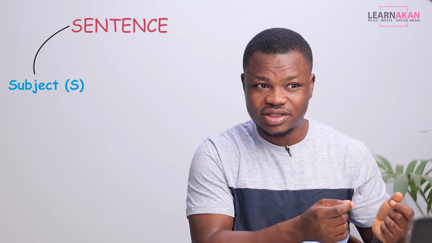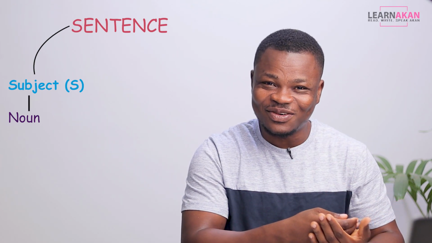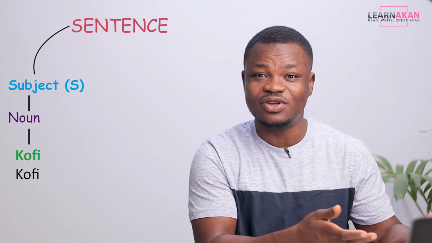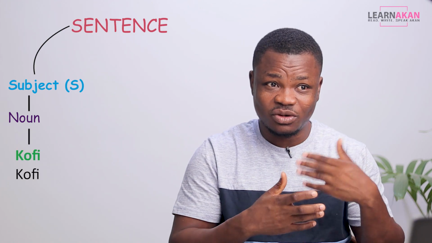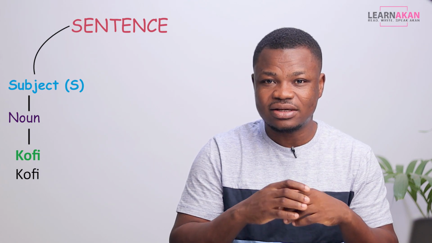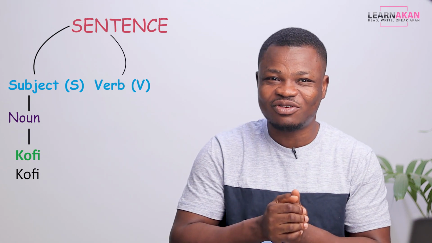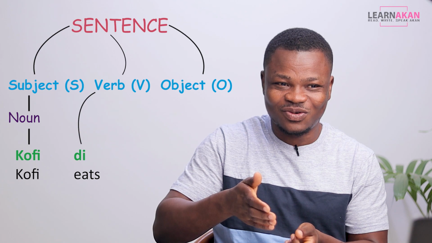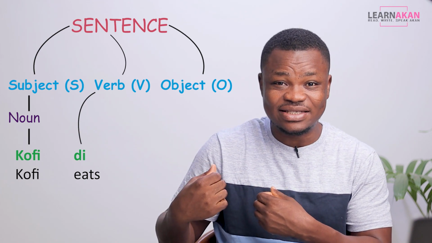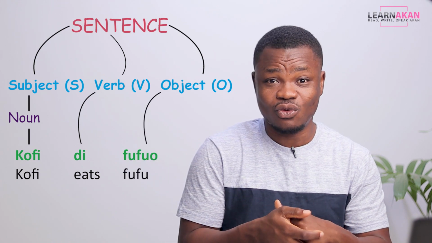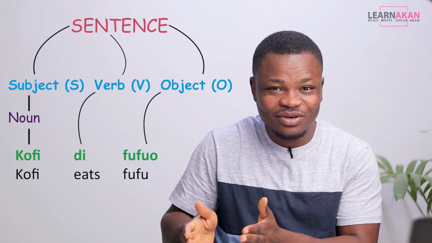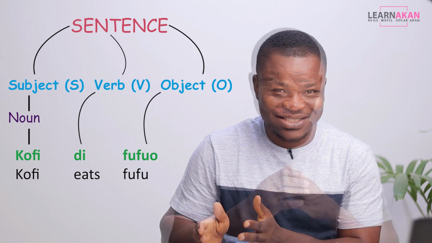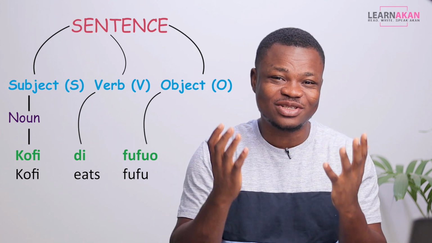So to form a complete sentence, a full thought, you will typically need a subject, which usually comes in the form of a noun or a pronoun. For example, Kofi, as a subject here, which is a noun. And then you would need a verb, all right? So let's use a verb like di. And then you can add an object. So if you are asked what it is that Kofi eats, you can add, for example, fufu. And fufu here is another noun, but acting here as the object. So we have Kofi di fufu as a full sentence.